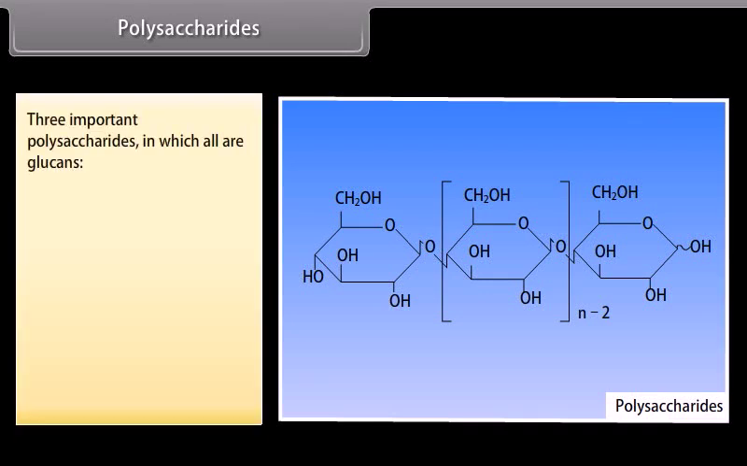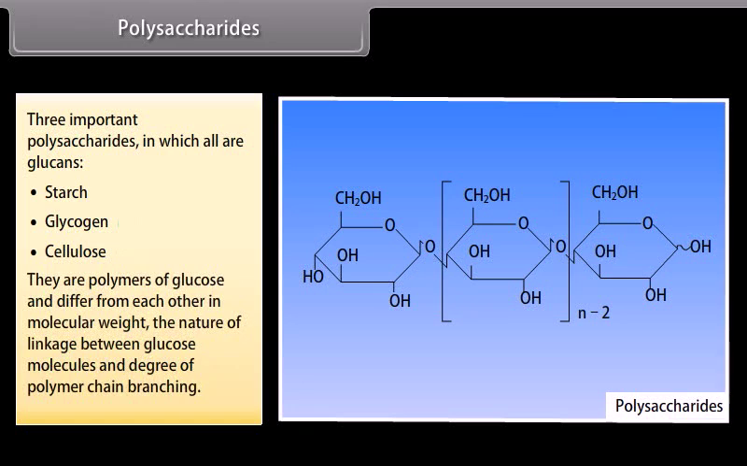Three important polysaccharides, all of which are glucans, are starch, glycogen, and cellulose. They are polymers of glucose and differ from each other in molecular weight, the nature of linkage between glucose molecules, and degree of polymer chain branching.